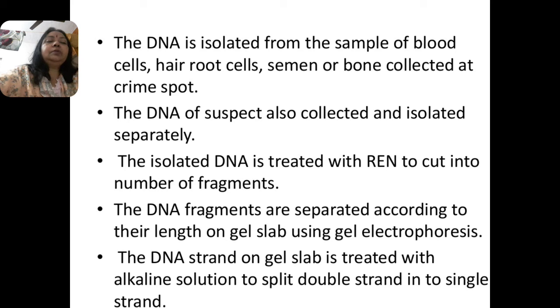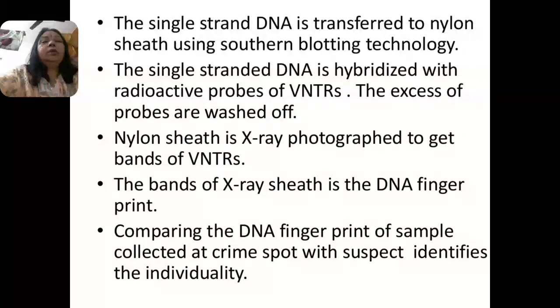The DNA fragments are now separated according to their length on the gel slab. What is the gel slab? It is made by using gel electrophoresis. The DNA strand on the gel slab is treated with an alkaline solution. Why are we going to use the alkaline solution? To split the double stranded DNA into single stranded, because we have to hybridize it with the help of the probe. Now when we get the single stranded DNA, it is transferred to the nylon sheet by using the Southern blotting technology.